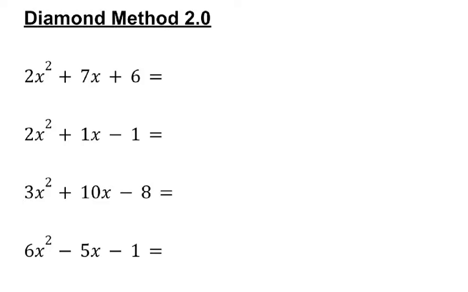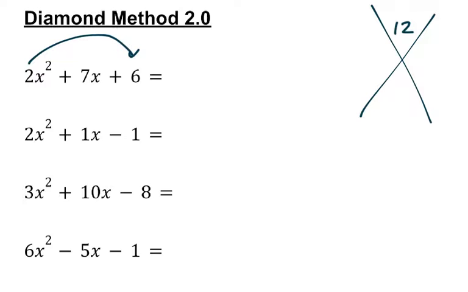Some people call it the illegal move. Some people just call it grouping. But if I'm going to use a diamond method, the first thing I'm going to multiply is a 2 times a 6. And that's going to become a 12. So using the same process as a diamond method, I'm going to have a 12 on the top, and then I'm going to have a 7 on the bottom. So again, I have to think of two numbers that multiply to 12 and add to 7. So that's going to be 4 and 3.